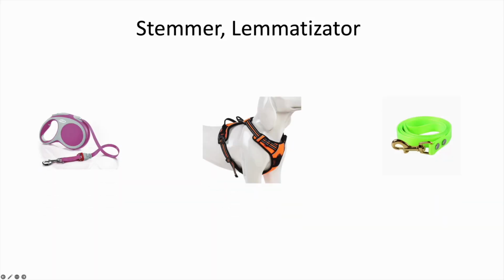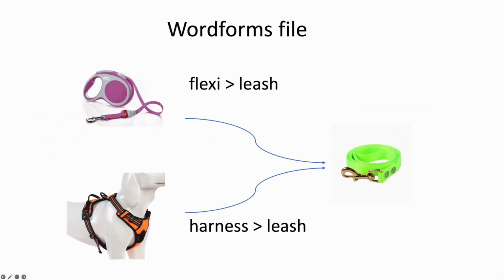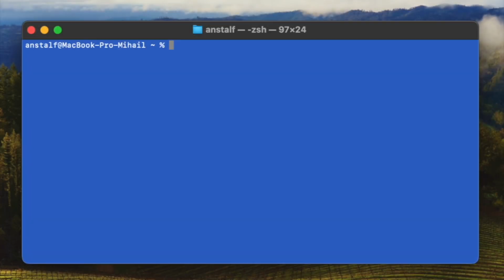For example, in a pet store, flexi refers to a retractable leash, and a stemmer or lemmatizer doesn't recognize such combinations. As an example, I'll create a Wordforms file for a pet store where we have harnesses and flexis. Harnesses are also a type of leash.